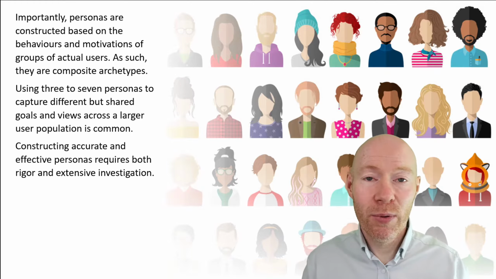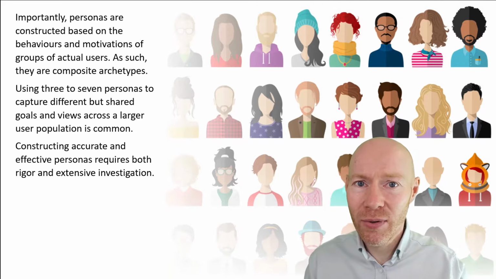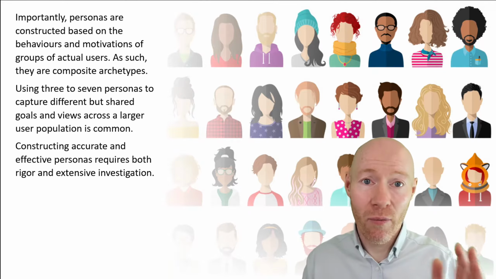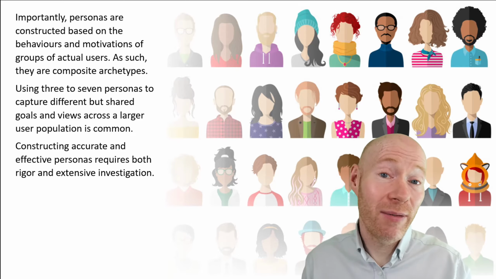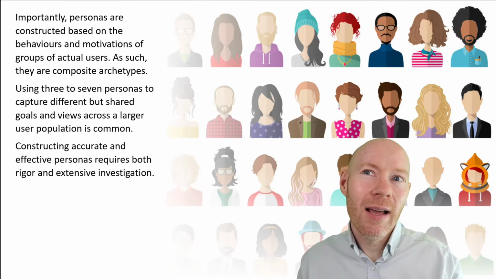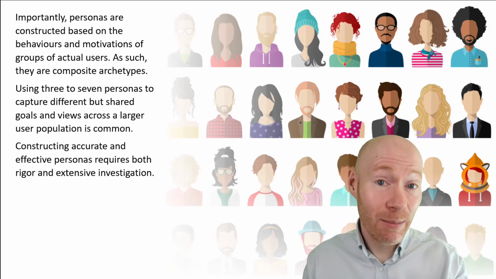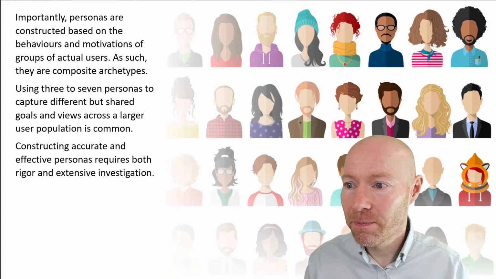Because across a large user population, you might have different types or flavors of user. It doesn't mean you have one single persona. It's not unusual to have 3, 4, 5, 6 personas, and they represent important user characteristics or types of user that may end up using whatever the software is.